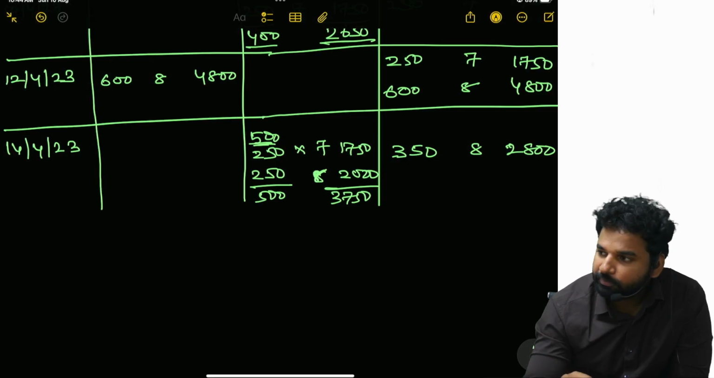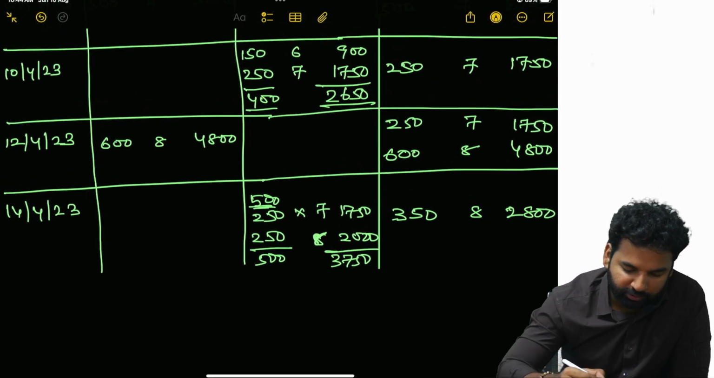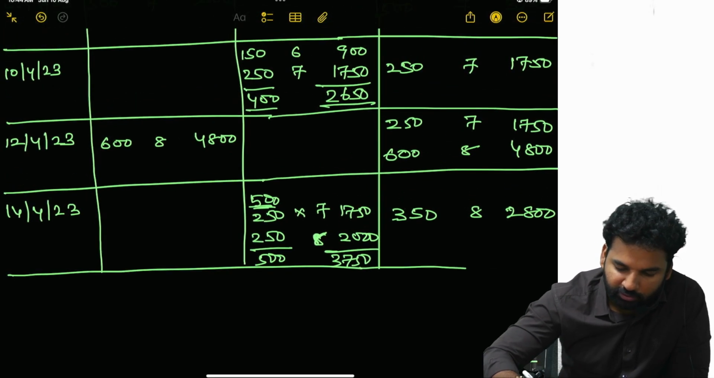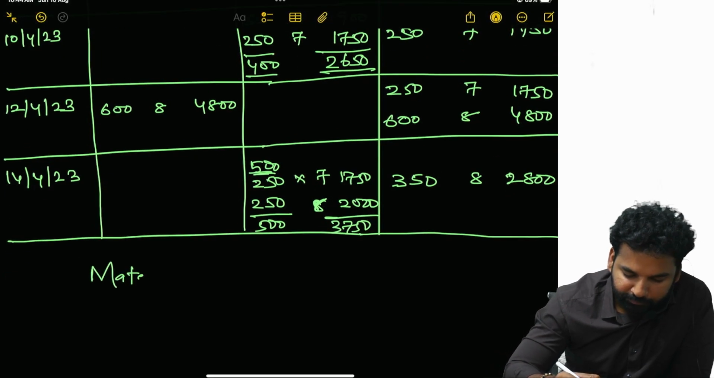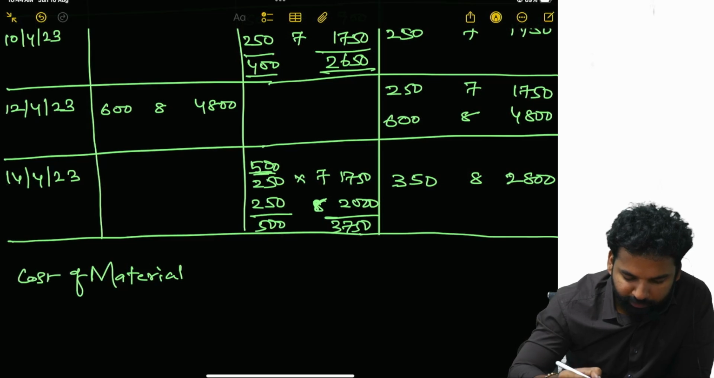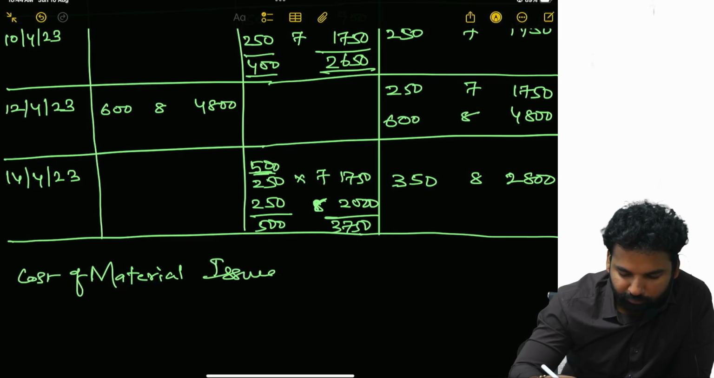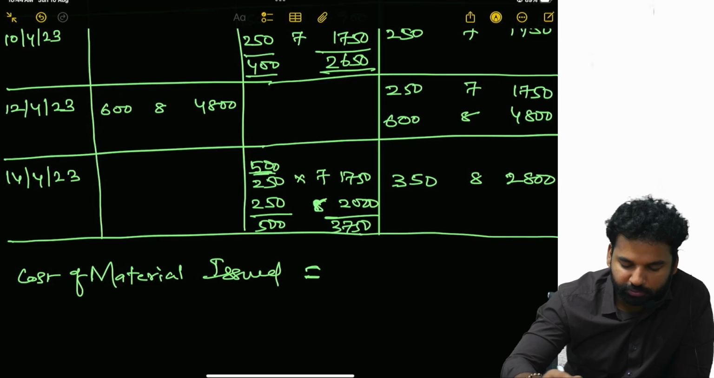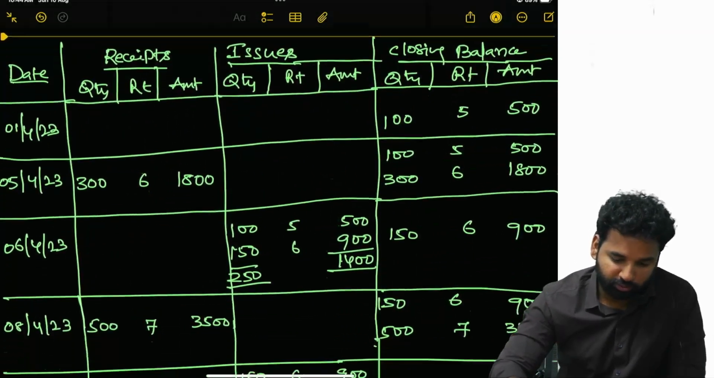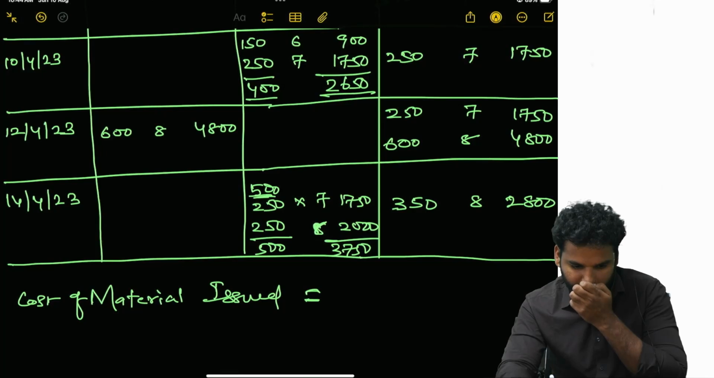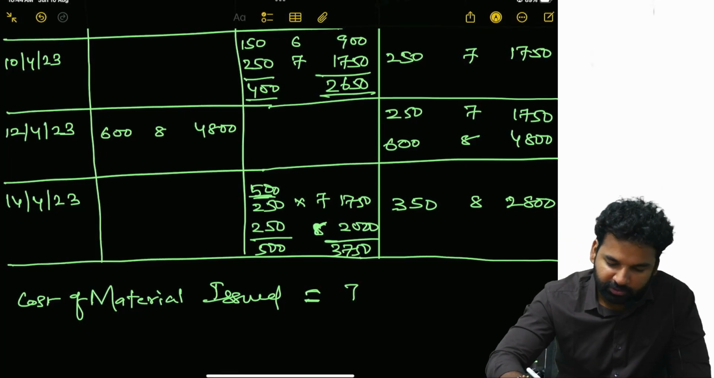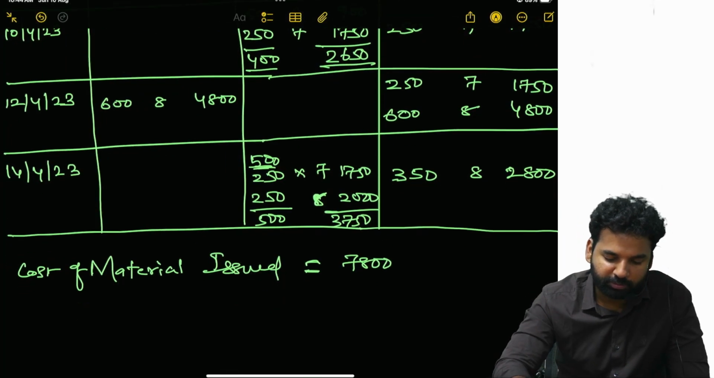No, that's all. So if that is the case, now tell me, what is the cost of the material issued? Total 1400 plus 2650 plus 3750. How much? 7,800 is the cost of the materials issued.